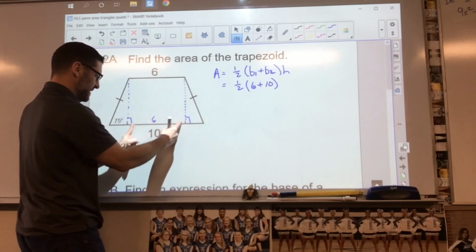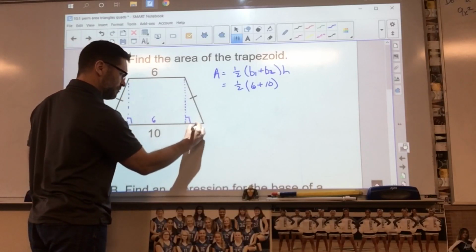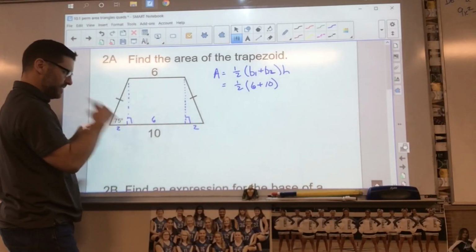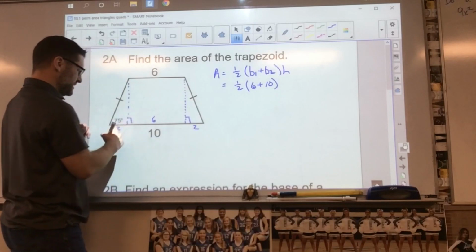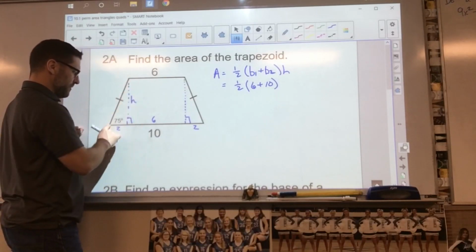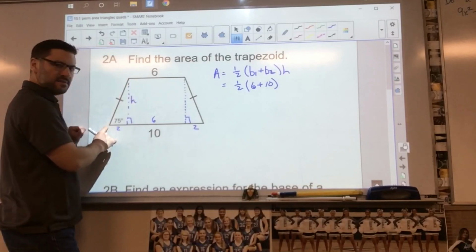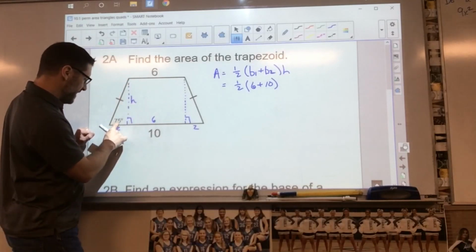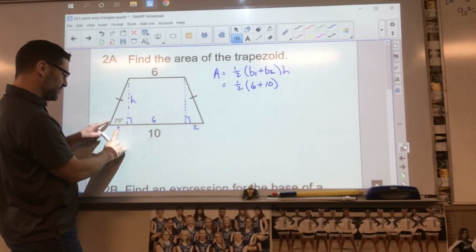So it goes 2, 6, and 2, make 10 total. So I'll put a 2 there and a 2 there. And the only reason I have that 2 there is because I want to go in and find the height. And you might see this little triangle right here. That's a SOHCAHTOA problem. I have a 75 in that spot. I have a height. I have a 2.